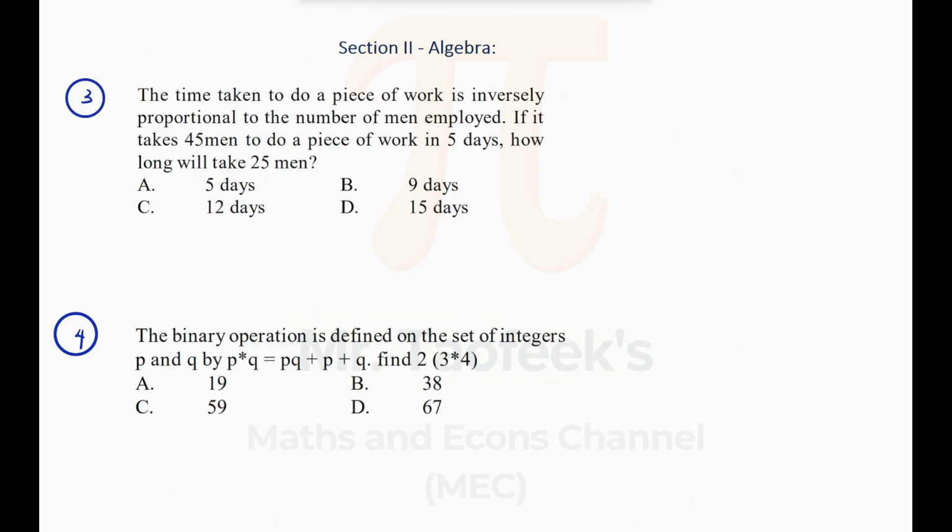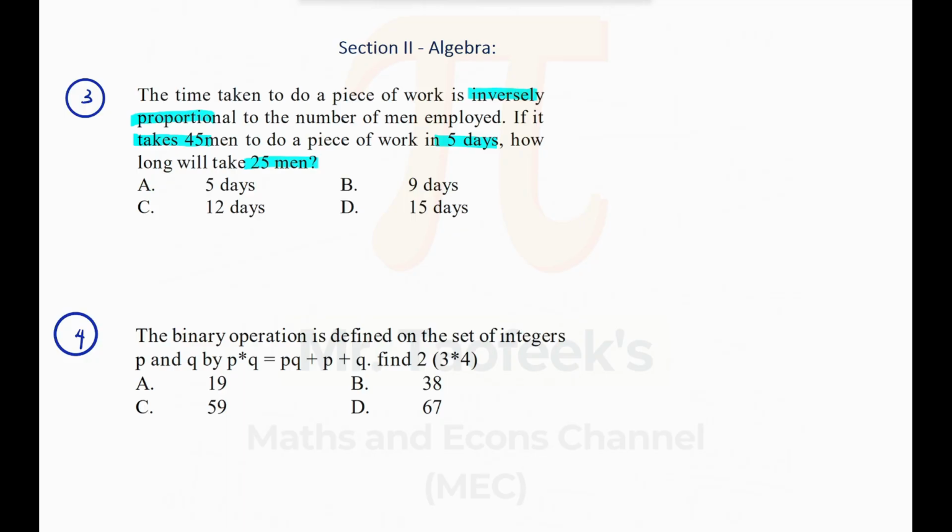Okay, on to question number 3, and now we are on the algebra section. Question number 3 says the time taken to do a piece of work is inversely proportional to the number of men employed. So if it takes 45 men to do a piece of work in 5 days, how long will it take 25 men? Okay, so this is a very straightforward question.